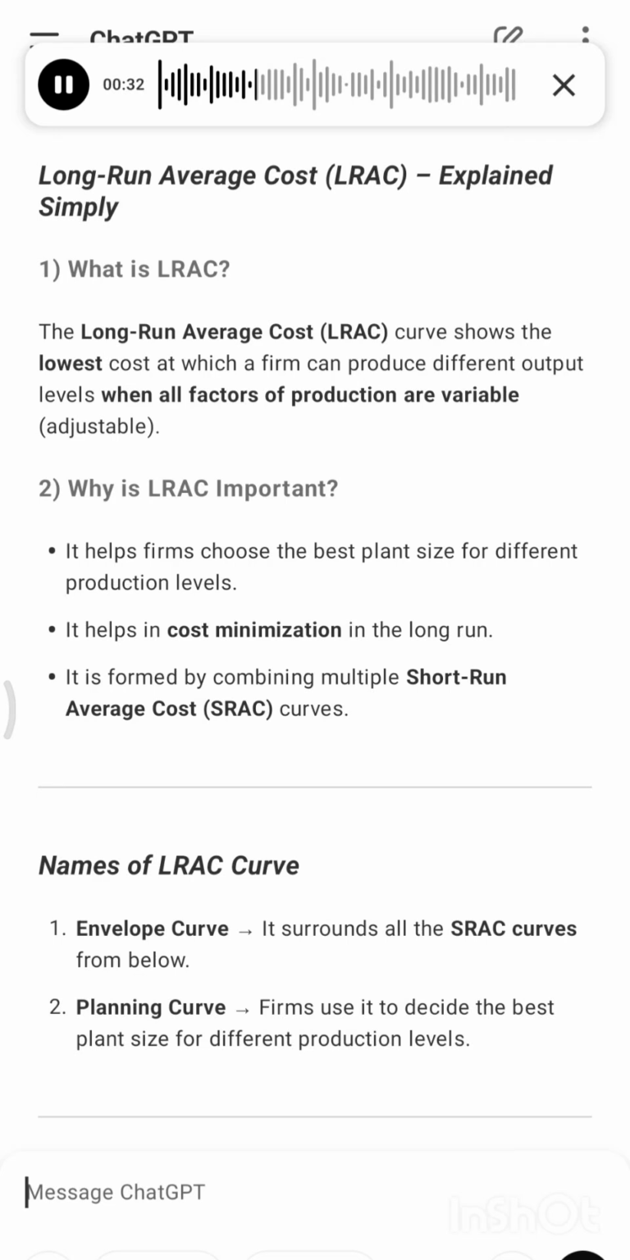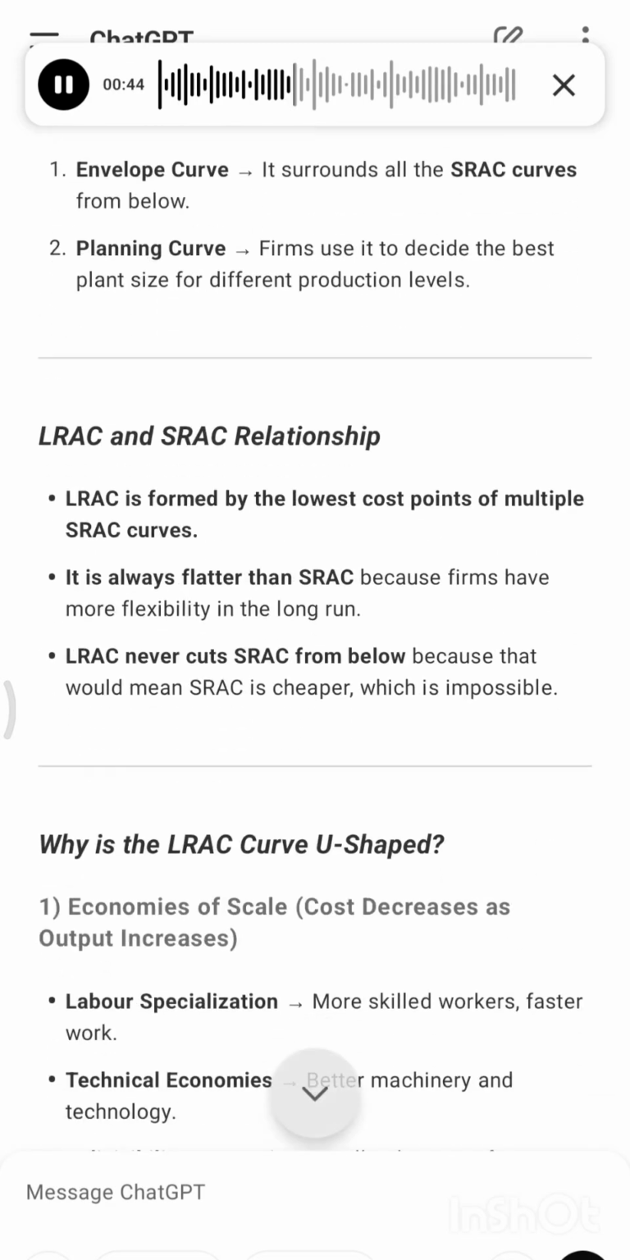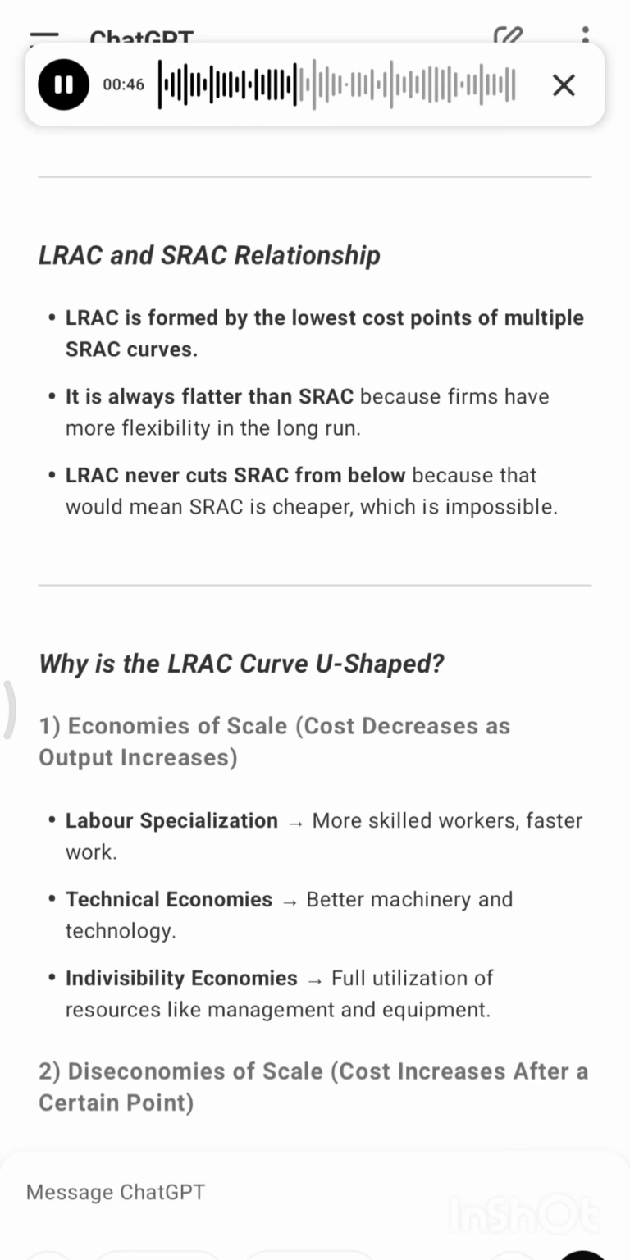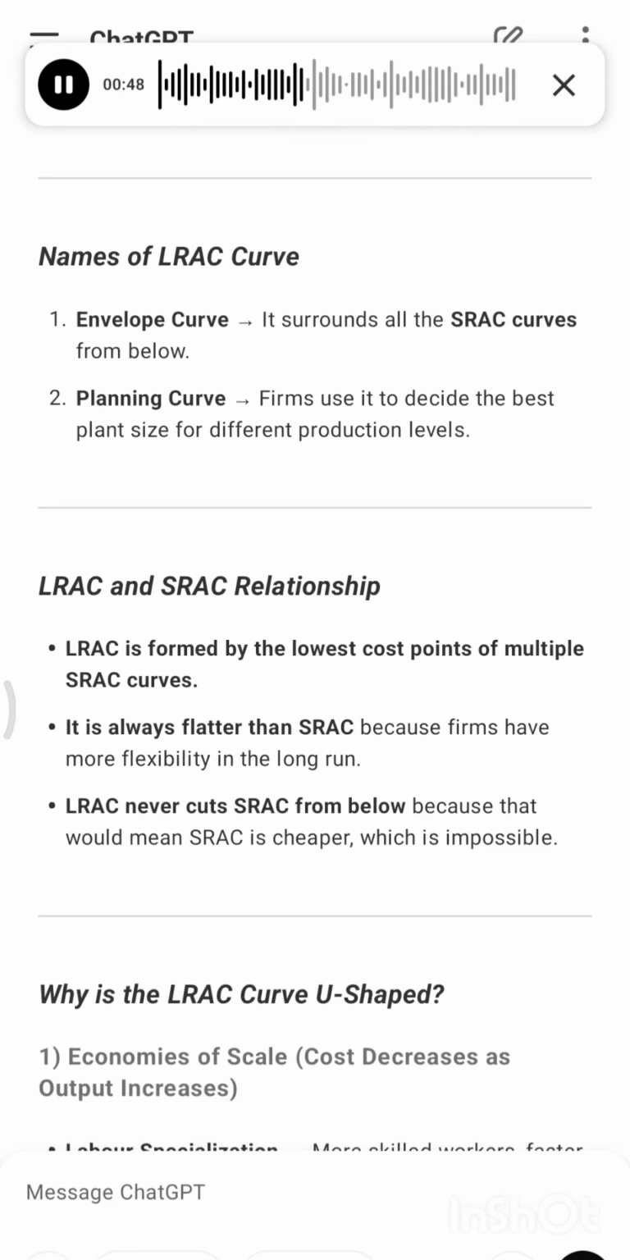Names of the LRAC curve. 1. Envelope curve. It surrounds all the SRAC curves from below. 2. Planning curve. Firms use it to decide the best plant size for different production levels. LRAC and SRAC relationship: LRAC is formed by the lowest cost points of multiple SRAC curves. It is always flatter than SRAC because firms have more flexibility in the long run. LRAC never cuts SRAC from below because that would mean SRAC is cheaper, which is impossible.